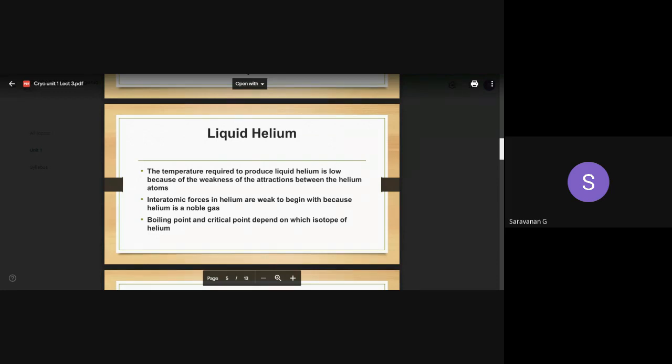Since the attraction between these atoms is very weak, the interatomic forces are also very weak. The reason behind that is that helium is a noble gas. Similarly, the boiling point and critical point of helium 1, helium 2, and the helium isotopes differ, depending on the isotope.